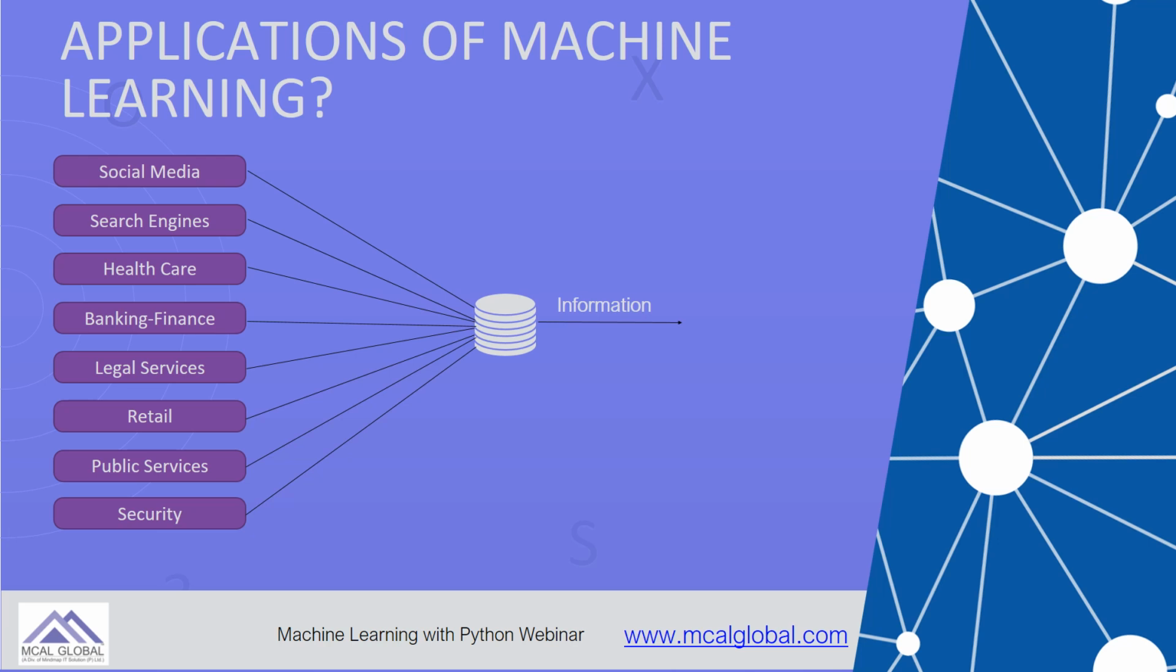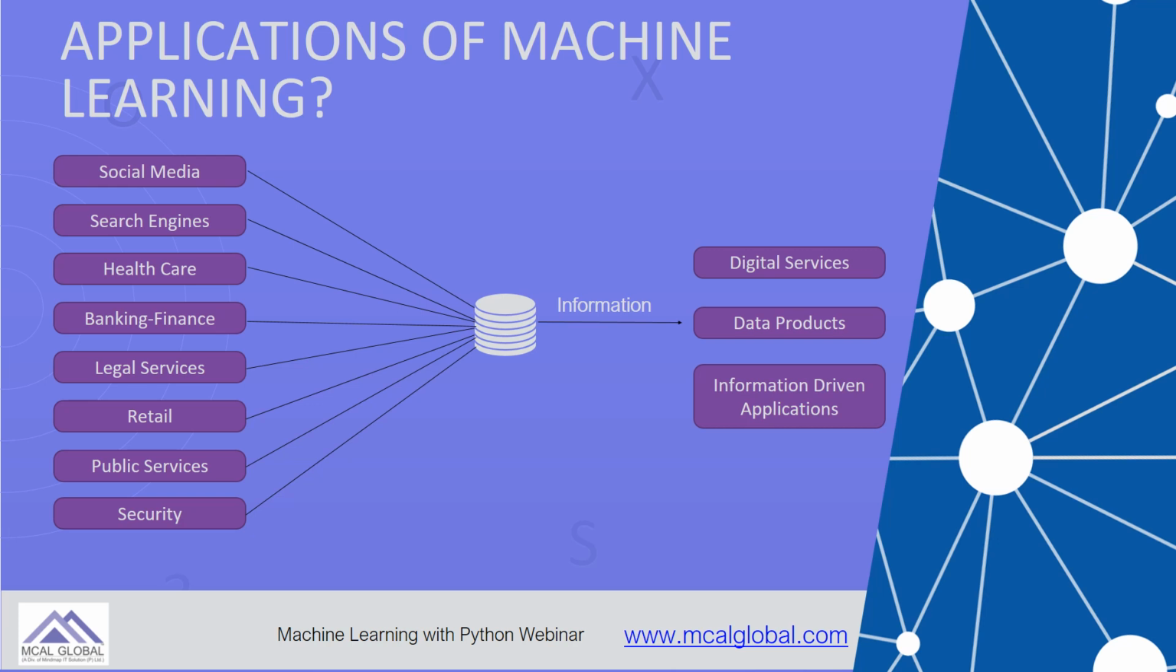And once you convert data to information, what can you do? You can provide better digital services. You can create better data products for your users. And last but not the least, you are entering into the age of information-driven applications, wherein you use data to decide how do we enhance our system, which route or way should I take my application. It's no longer a guessing game.